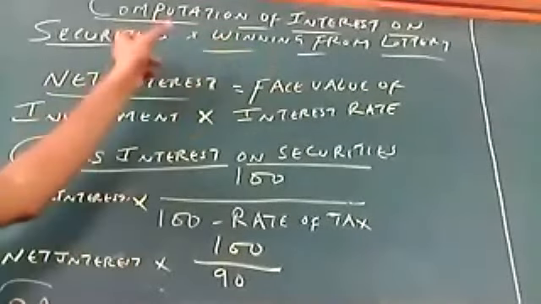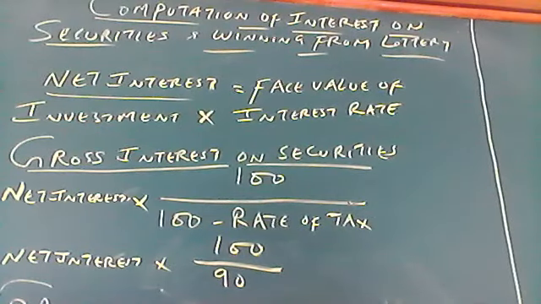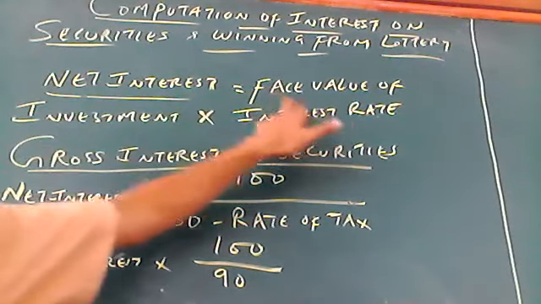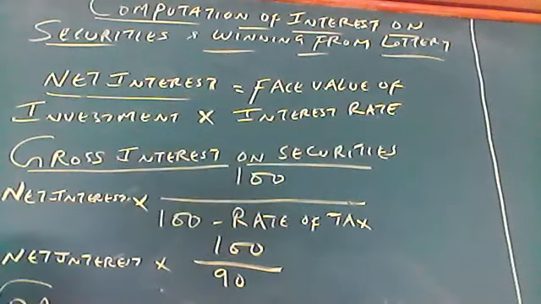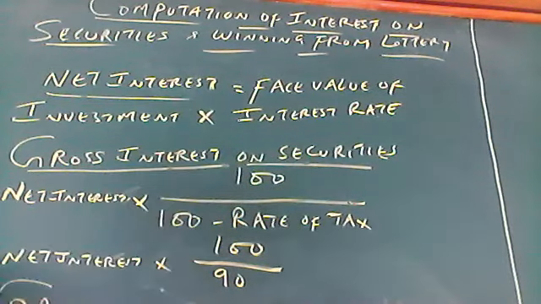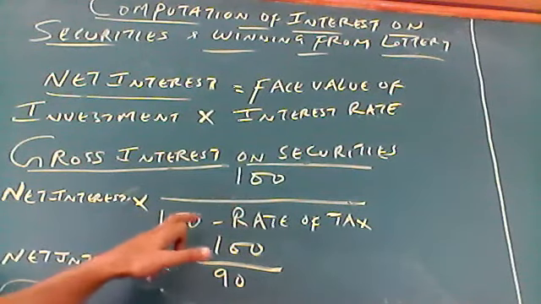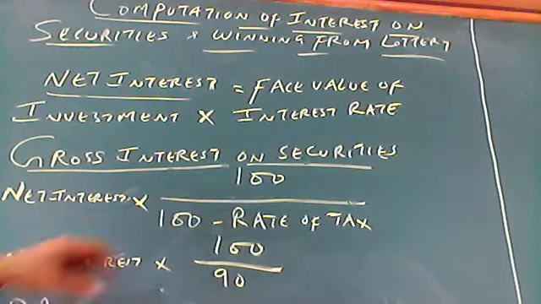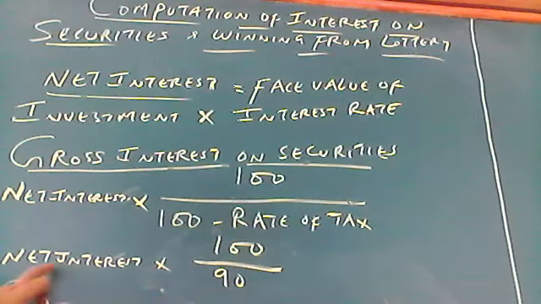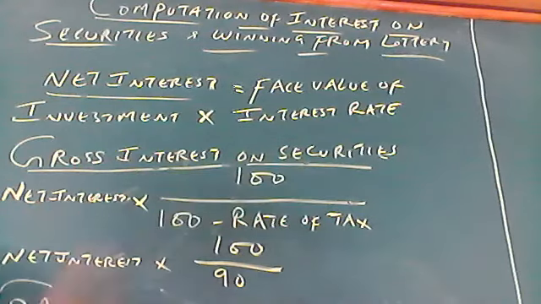Computation of interest on securities and winning from lottery. How to find net interest? Net interest is equal to face value of investment into interest rate. How to calculate gross interest on securities? Net interest into 100 by 100 minus rate of tax. Here the rate of tax is 10%, so 100 minus 10 is 90. So net interest into 100 by 90. This is how to calculate gross interest on securities.